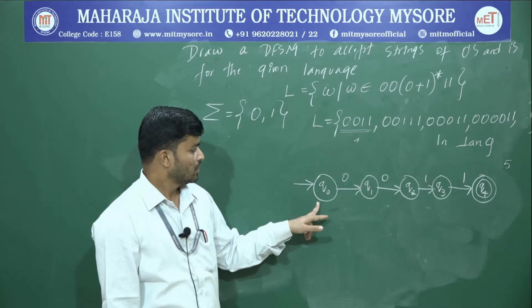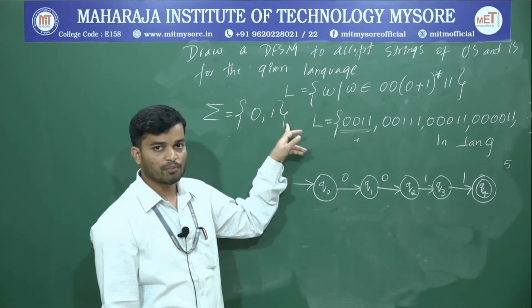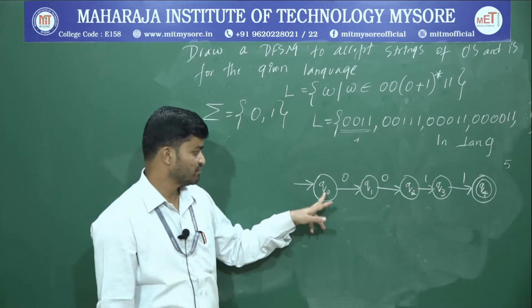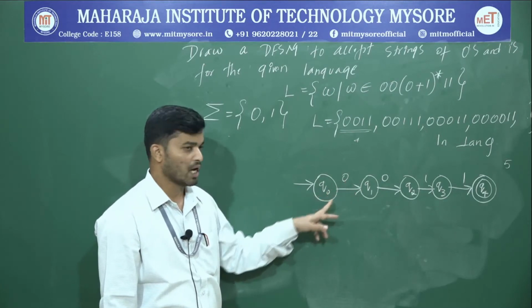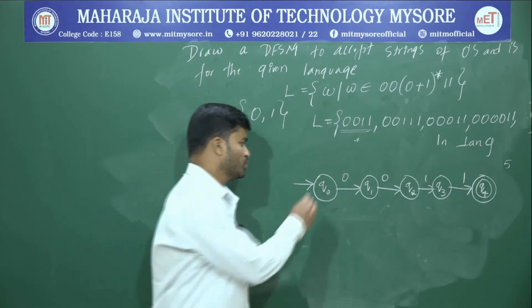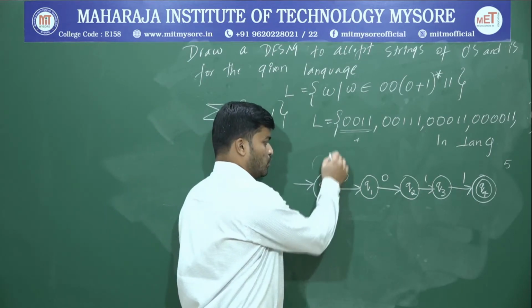Now what is your sigma? Sigma is 0 comma 1. From each state there should be exactly 2 paths. If you observe at Q0, there is a path for 0. Now I have to write the path for 1. So what's the first option? Go with a loop upon 1.